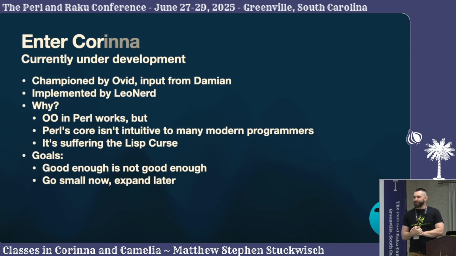He says, good enough is not good enough, right? He wants to ensure that whatever is there is exactly what we need, not just a, oh, that's a nice effort. He really wants to make sure that what's there is what Perl needs. And it also goes with the principle of going small now and expanding later.